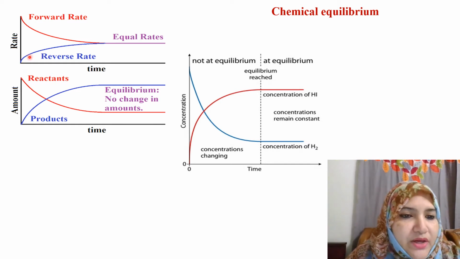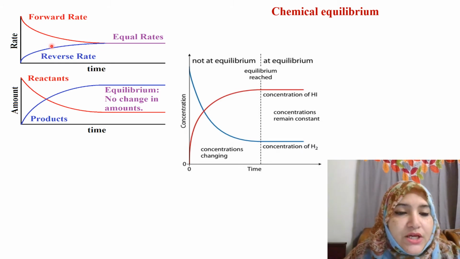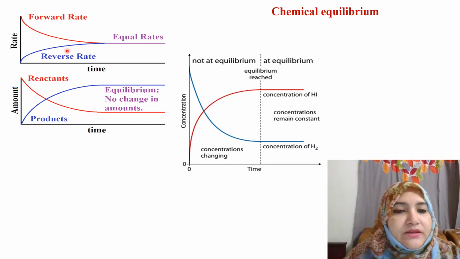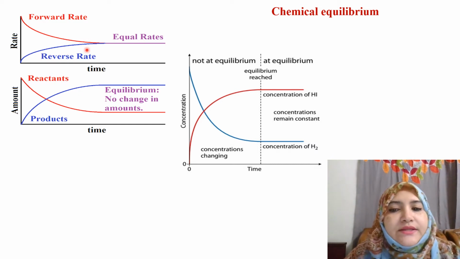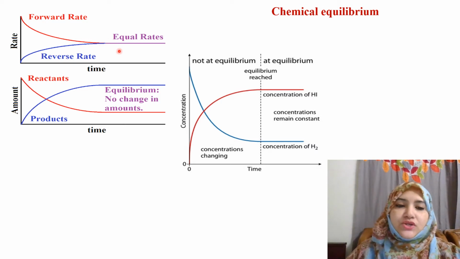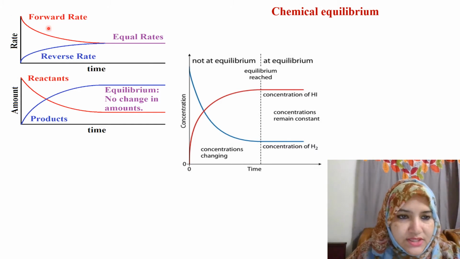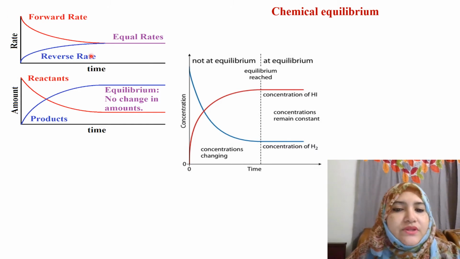Again, at the start the rate of backward reaction, that means the rate of reverse reaction, this blue curve, remains low. But it increases gradually with the progress of time, while the forward rate decreases.